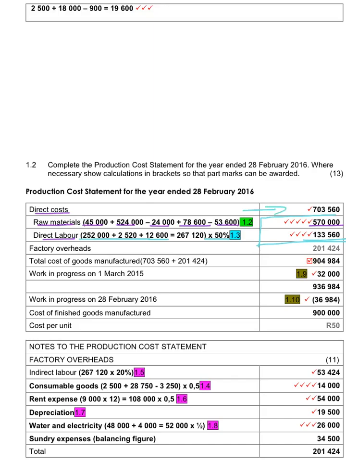We will now pay attention to the total cost that it will for production. The overheads are given to us, so I add the direct costs plus the overheads, and that will give me the total cost. We have to complete the note for factory overheads, so we will pay attention to overheads now.